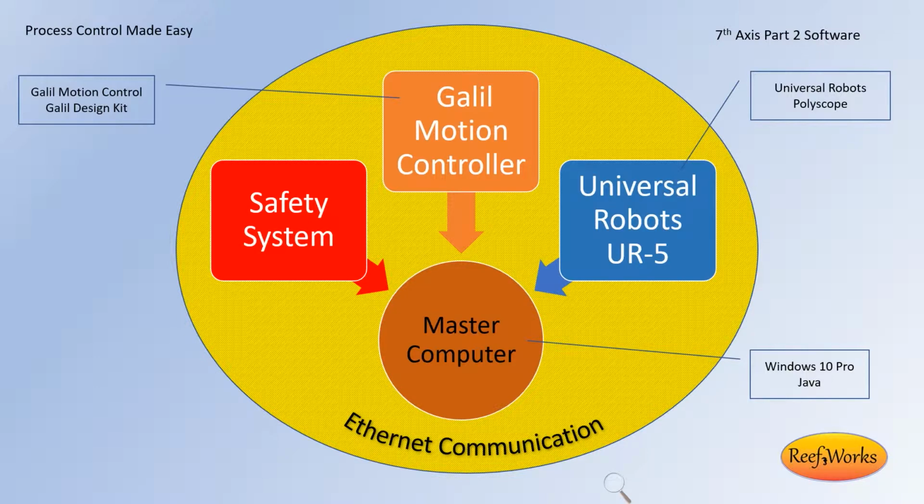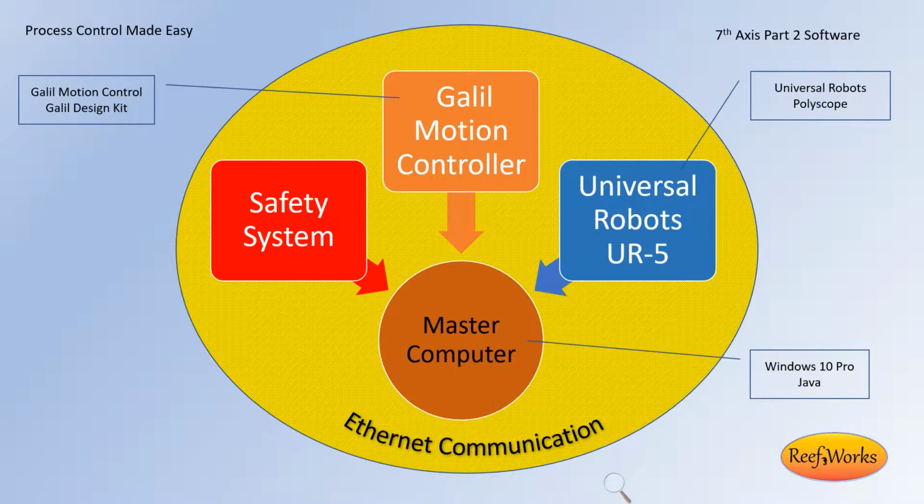Well, we have a master computer running Windows 10 and Java, that's a PC, a Universal Robot that's running Polyscope, and we have our Galil motion controller using Galil Design Kit. And outside of that is our safety system. That's the environment we're working in.